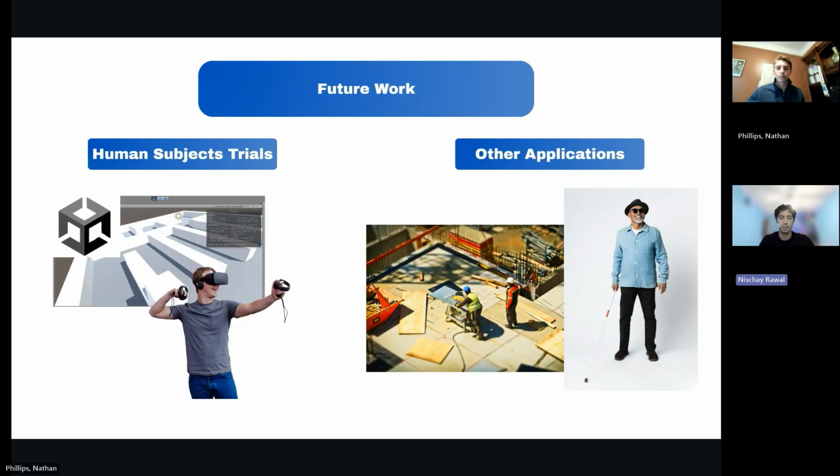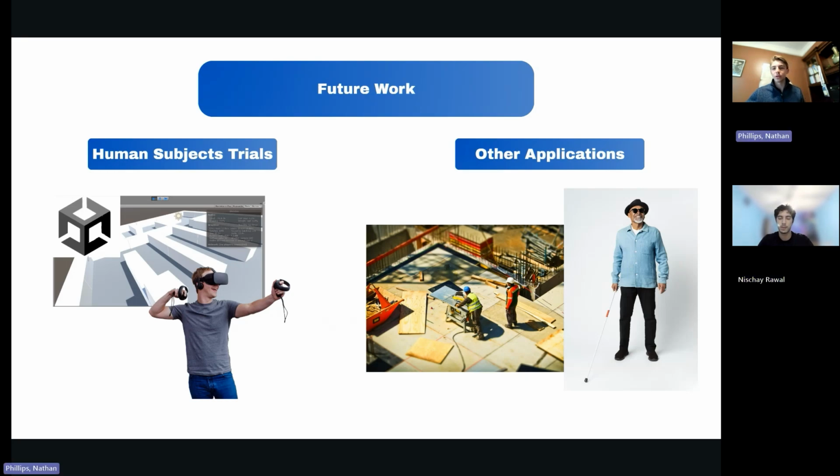So to take a look at what we have planned for the future, over the course of early next semester, we'll be doing human subject trials after we finish developing our virtual reality environment for the testing. And our hope is to see if the two independent variables we identified actually do help users' spatial awareness and their awareness of the boundaries around them through this haptic feedback.